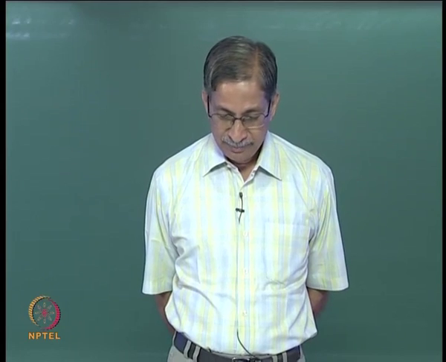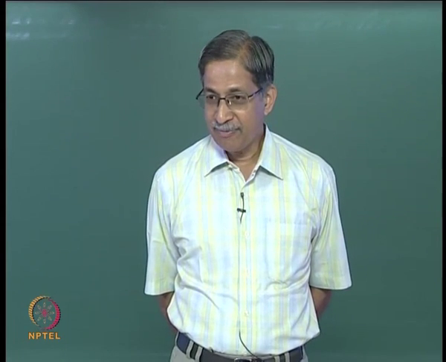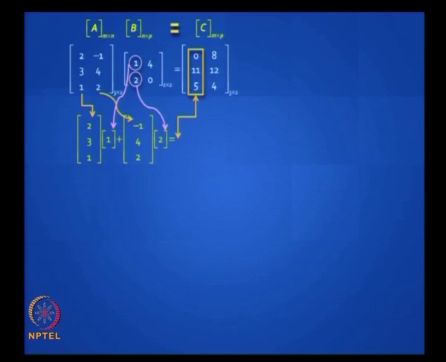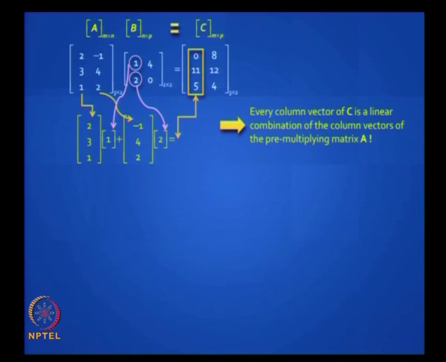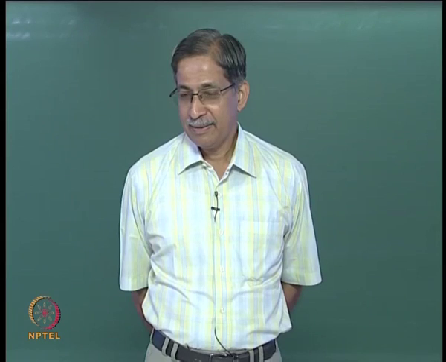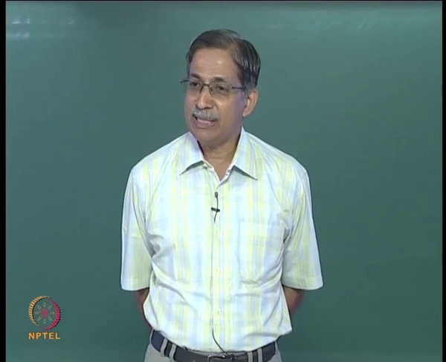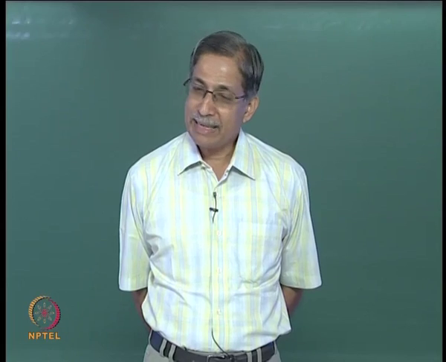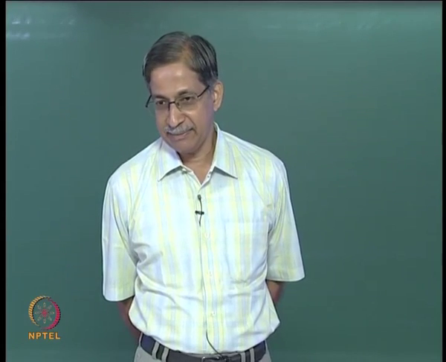I took the first column, I took the first element of the first row, I took the second column, I took the second element of the first row, and I get the first column in the resulting matrix. So what does this principle show? Linear combination of, very good, every column vector of C is a linear combination of the column vectors of the pre-multiplying matrix A. Okay. Incidentally, in terms of direction, if you multiply a vector with a scalar, you are getting the same direction, you are only changing its length.